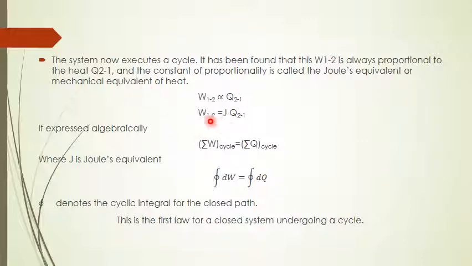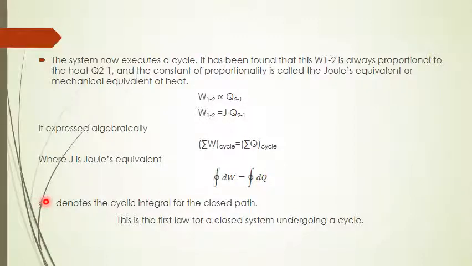If you express this algebraically, you can write it like this, which means that the summation of work interaction in a cycle is equal to J times the summation of heat interaction in a given cycle. So J is Joule's equivalent. If you write this equation in integral form, you can write it like this: the cyclic integral of work is equal to J times the cyclic integral of heat in a given cycle.